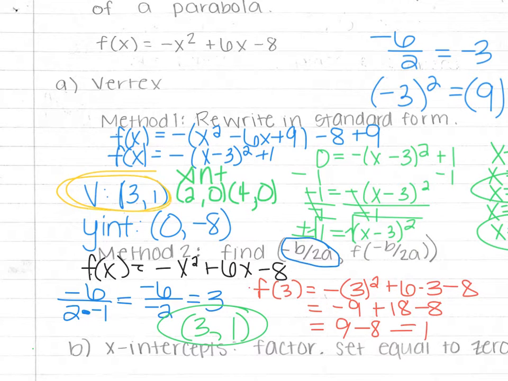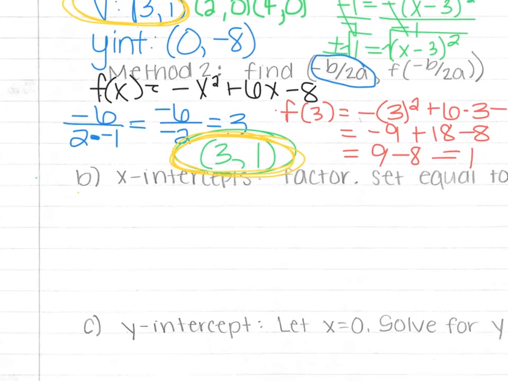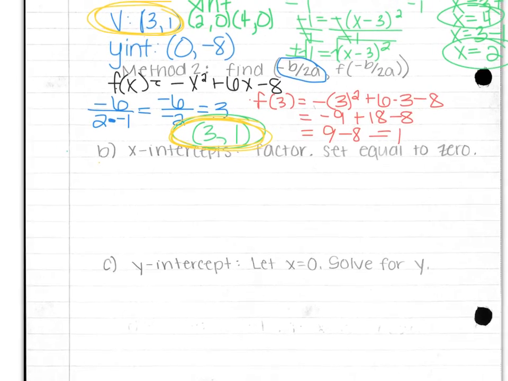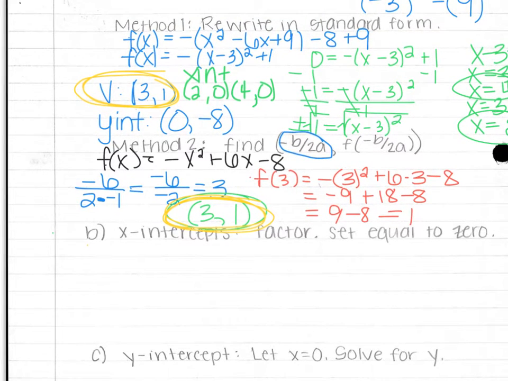So vertex up here is (3, 1). Vertex down here is (3, 1). So they'll get you to the same place two different ways. Okay, and it looks like I kind of jumped ahead here, and we already did our x and y intercepts up in example A.